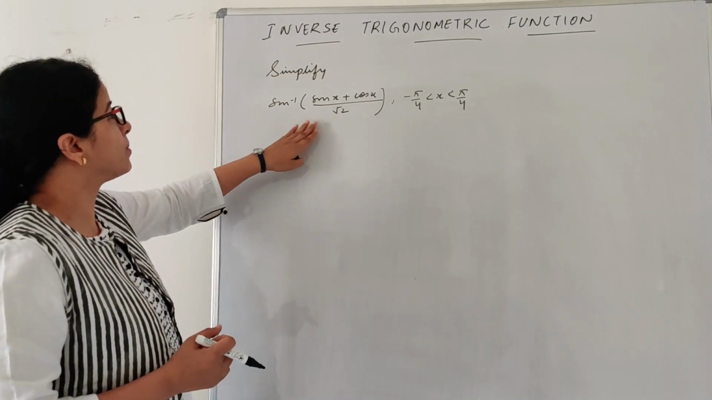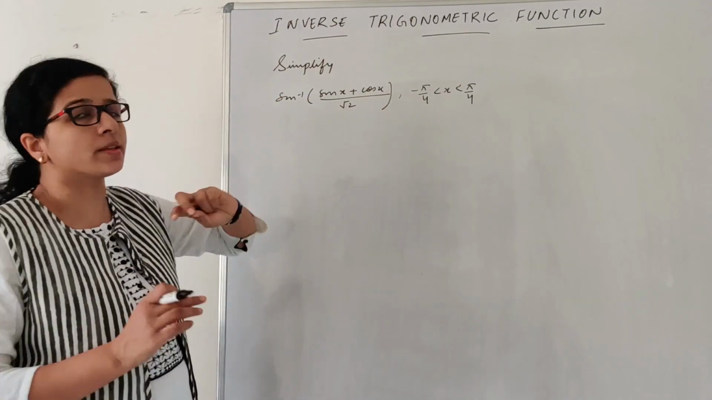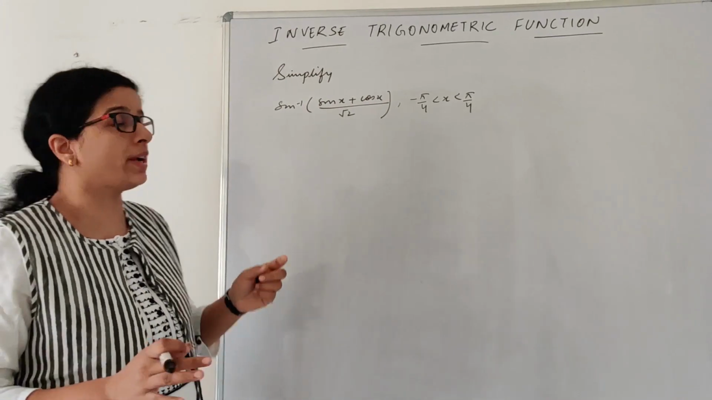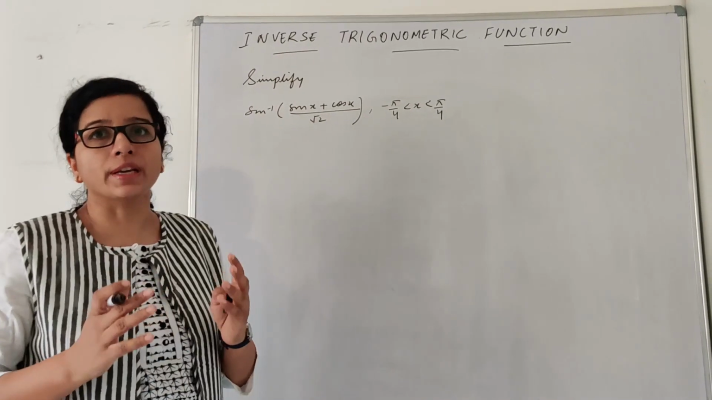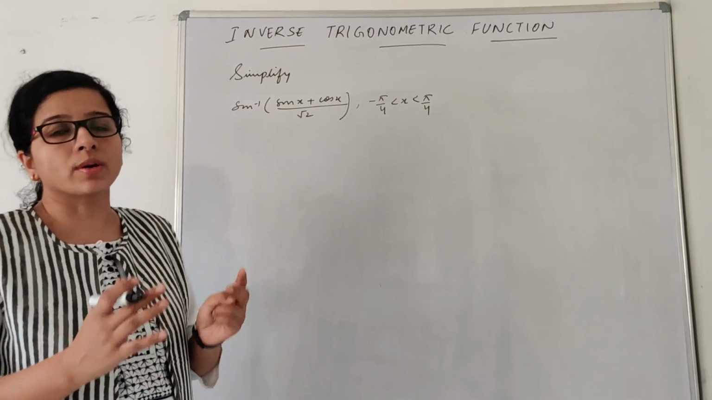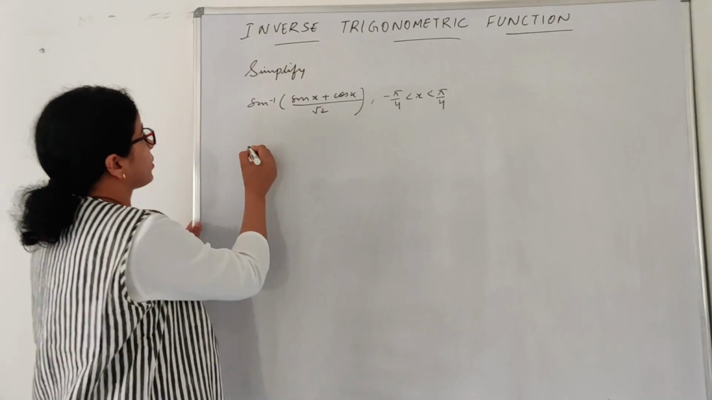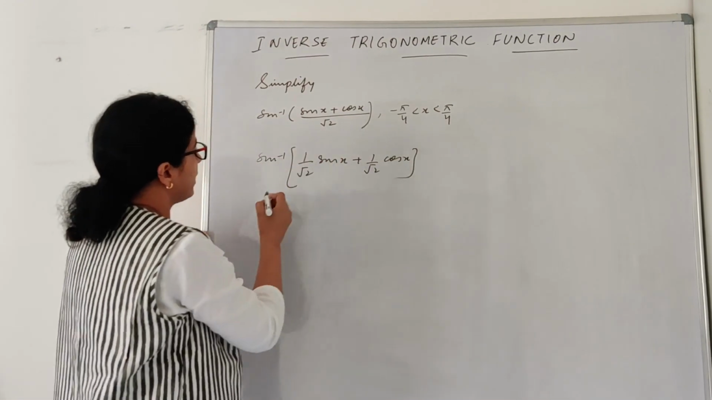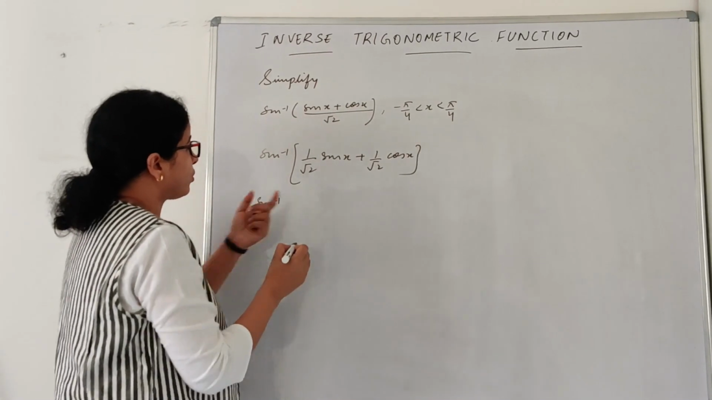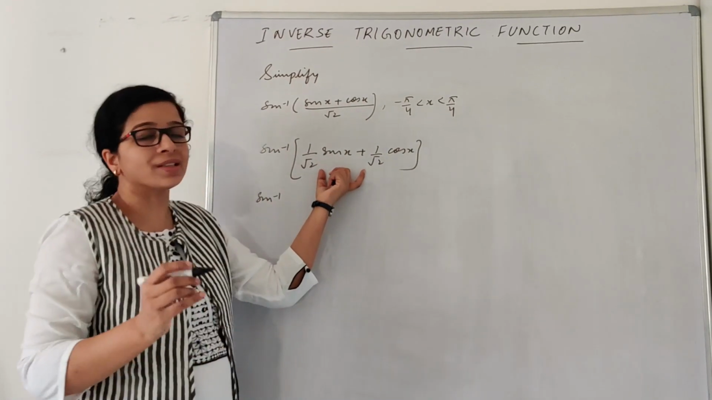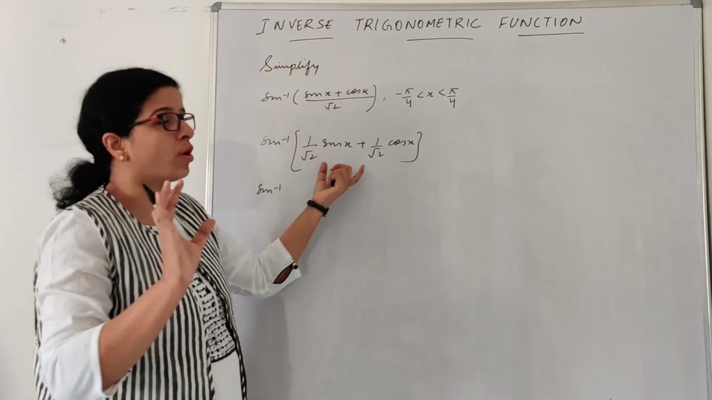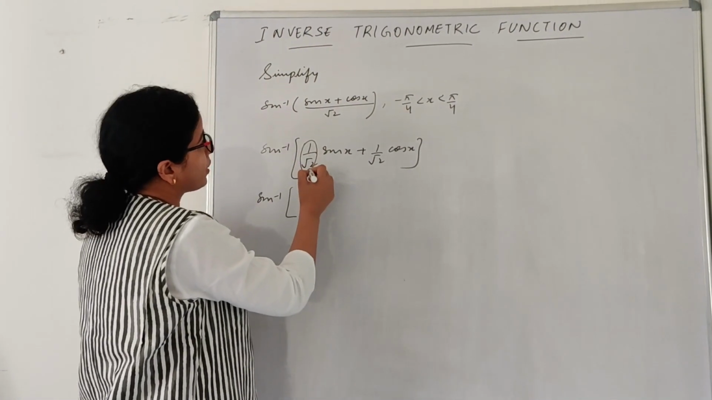Now let us check the simplification on this. In this you can't substitute anything for x, right? It is not given in the form of a square minus x square or a square plus x square or a minus x upon a plus x. So how can we do these types of questions? Okay, sine inverse. Now I'll try to make this expression in the sine of a plus b form. What is this value? 1 by root 2.